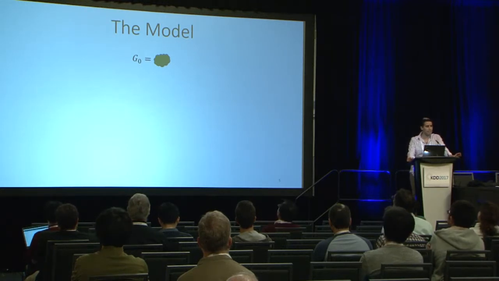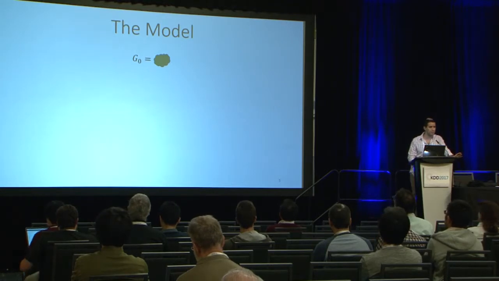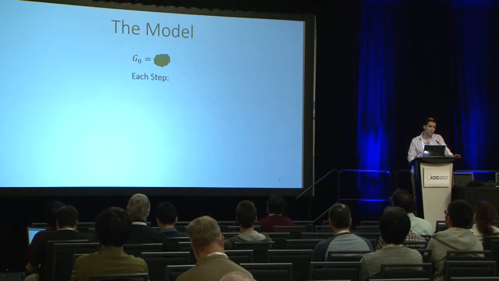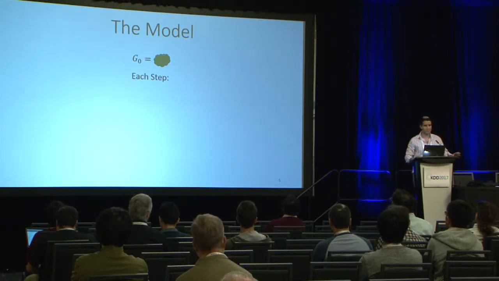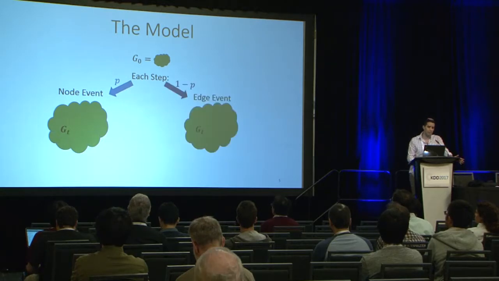Okay, so I'm going to show you a model, how to build a network, basically. And we start from an initial graph, G0, pretty small. And every step, we're just going to add either edges or nodes. Doesn't get simpler than that. So with probability p, we'll add a node. And with probability 1 minus p, we'll add an edge.